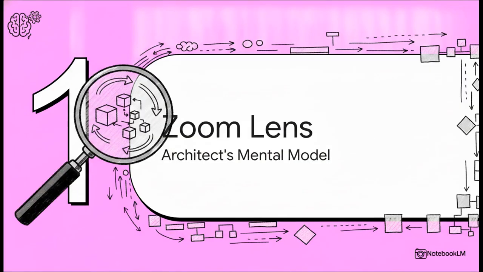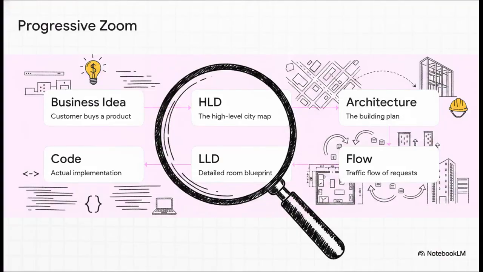All right, starting with part 1, the architect's zoom lens. This is arguably the most important mental model a software architect can possess, something called progressive zoom. Think of system design exactly like zooming in on a map app on your phone. I mean, you'd never start by looking at a bedroom layout if you're trying to understand the layout of an entire city, right? You start way zoomed out with a business idea.